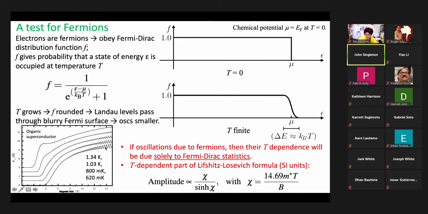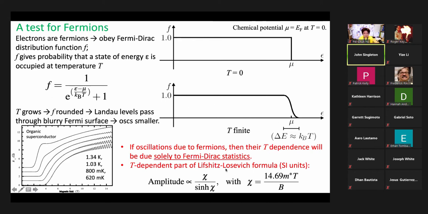And here's some example data from about 12 years ago that I took on an organic superconductor at various different temperatures. The lowest one, 620 millikelvin to 1.34 Kelvin. And what you can see is here are the oscillations, periodic in 1 over magnetic field, and they're getting smaller and smaller and smaller as the temperature rises. And this is just due to this Fermi-Dirac distribution function getting rounded out here. So if the oscillations are due to fermions, then their temperature-dependent amplitude is solely due to this Fermi-Dirac statistics here.